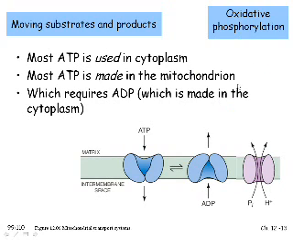Another example of something that's got to be moved around has to do with ATP. Most of the ATP that's going to be needed is going to be needed in the cytoplasm. Most of the ATP that's made is going to be made in the mitochondria. And even to make ATP, you need ADP, and ADP is generated in the cytoplasm. So we're going to have to get stuff to move between these two compartments.